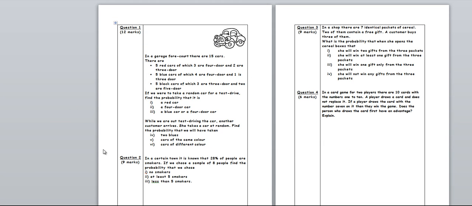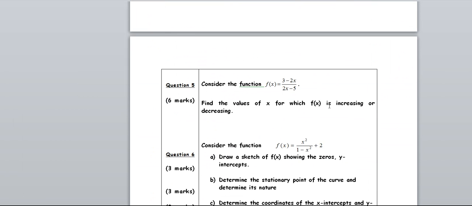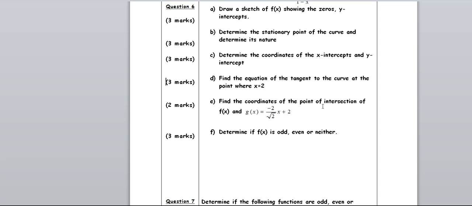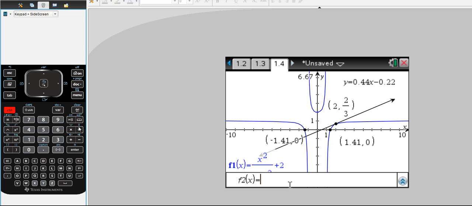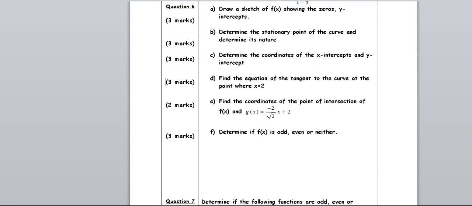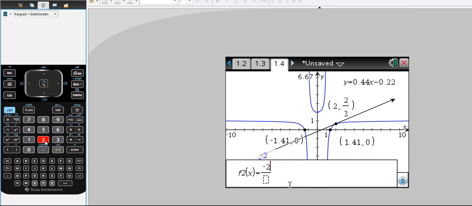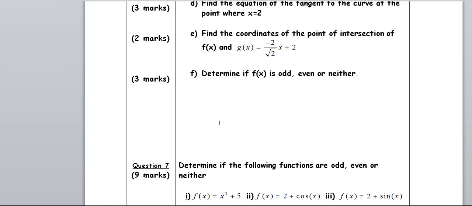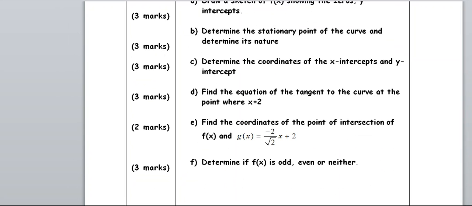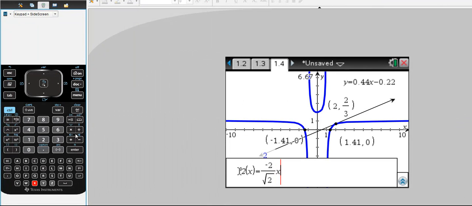E, find the coordinates of the point of intersection of f of x and g of x. So we have to draw the graph for this function as well. So minus 2 over square root of 2. Let's go to tab, second function. Going to do a quotient, so minus 2. We're going to use this minus sign. The denominator, it's square root of 2. Go to the right, to the right. X plus 2.